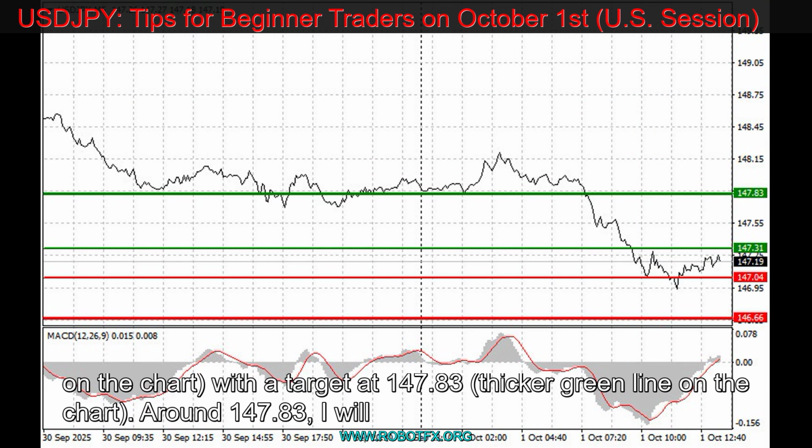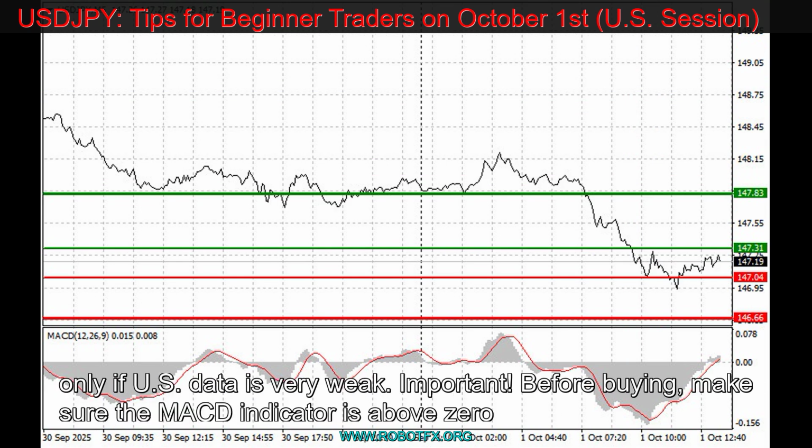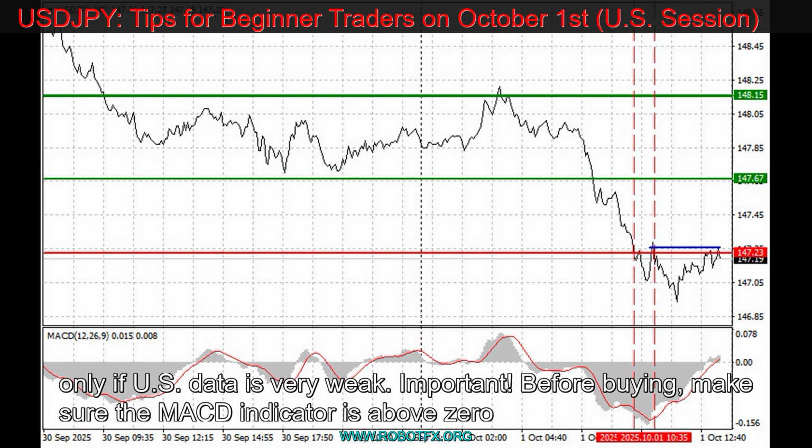A rally can be expected only if US data is very weak. Important! Before buying, make sure the MACD indicator is above zero and just starting to rise from it.